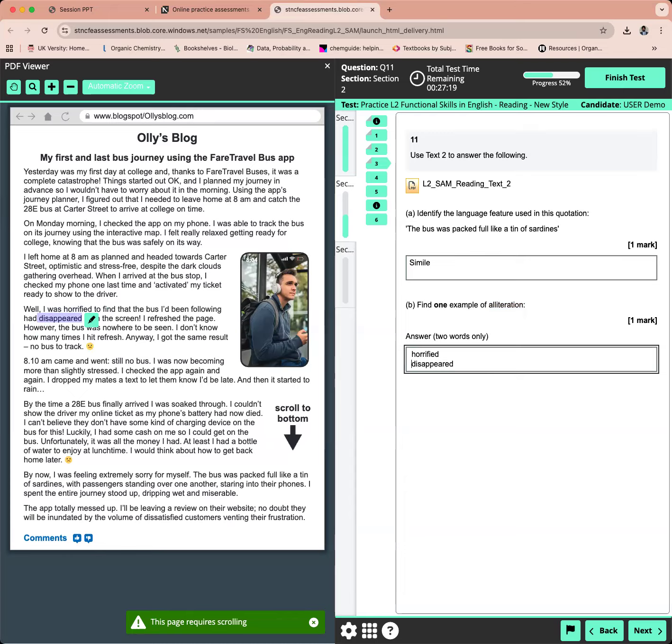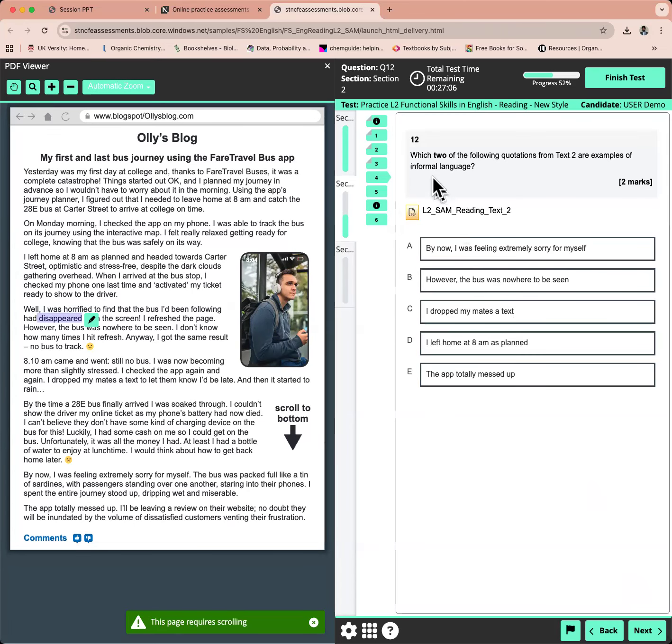They do not sound very similar, but they are a kind of alliteration because they stress the fact that the status of the bus disappeared from the app, and that made me horrified. Anyway, I got the same result, that no bus was actually on track. Now, some of these questions, as you will see, are multiple type questions.